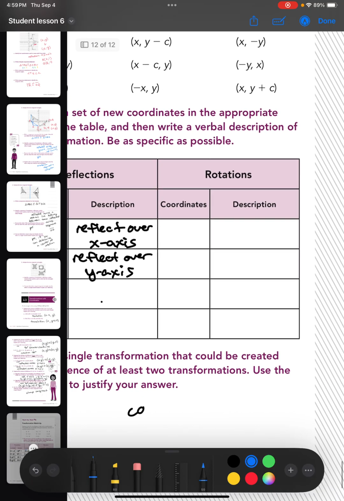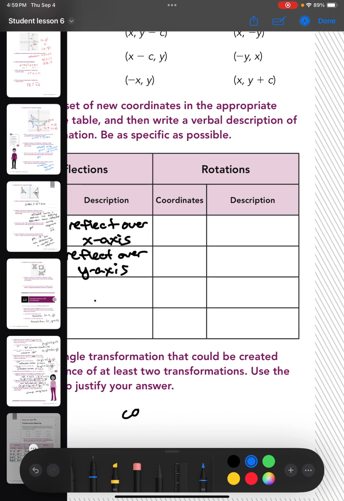Okay, and then our rotation rules. I'm going to go in a certain order. Let's go (y, -x). This is a 90-degree clockwise rotation, which is also the same as 270 degrees counterclockwise.